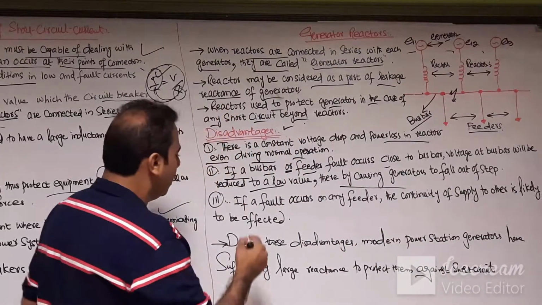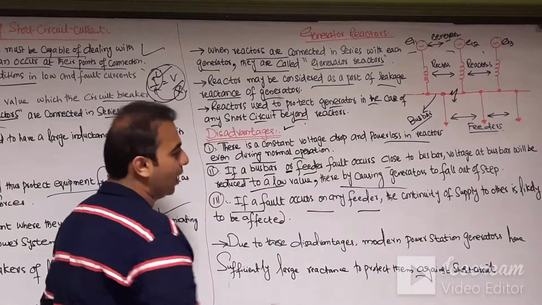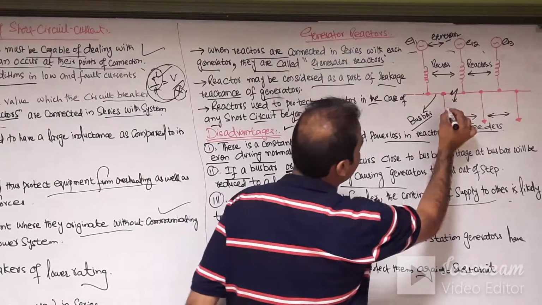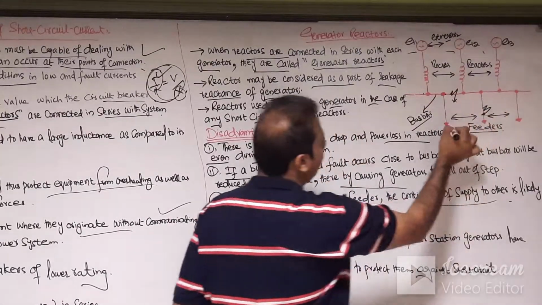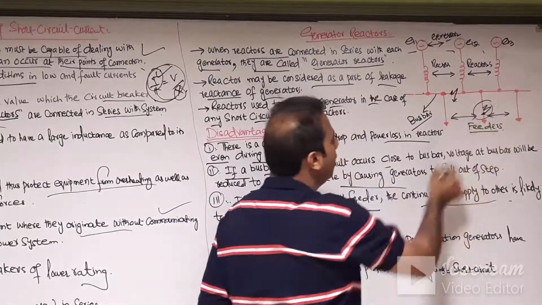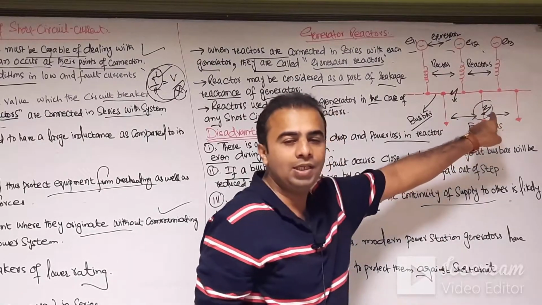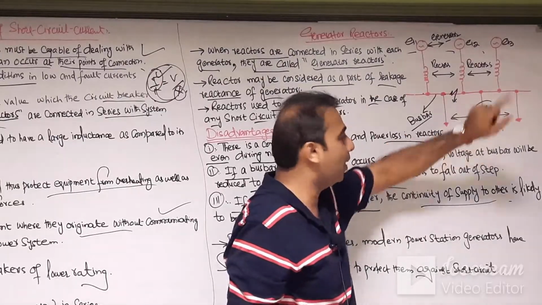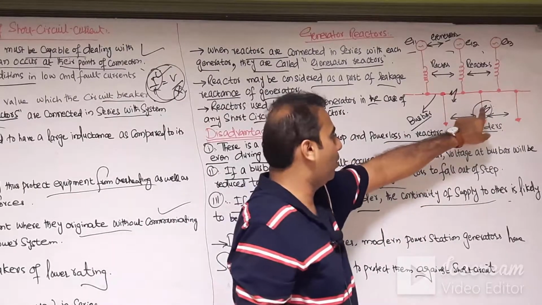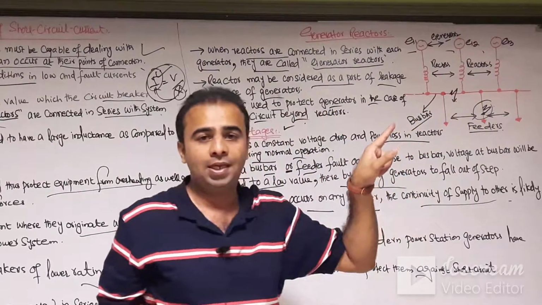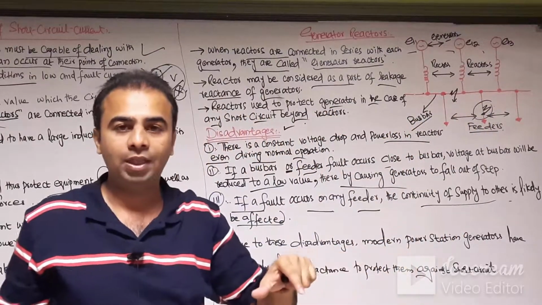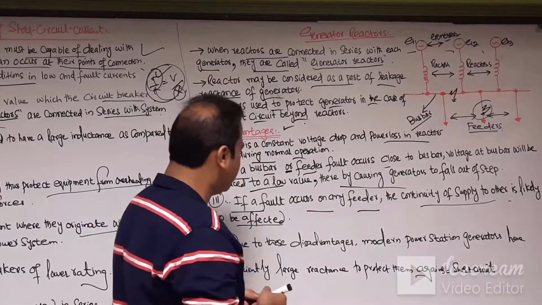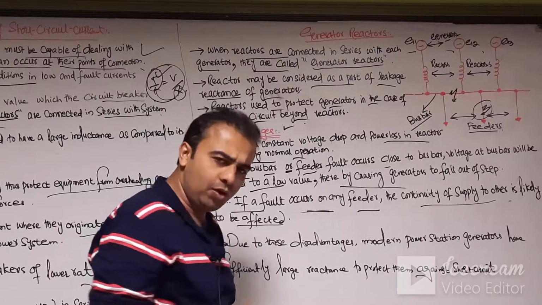If the fault occurs on any feeder, the continuity of the supply to the others is likely to be affected. For example, if the fault occurs on a feeder, here, because there are no additional reactors connected in series with the feeders or the bus bar, the fault will affect the bus bar voltage and the whole bus bar will be affected due to the faulty condition. So these were the disadvantages of the generator reactors.